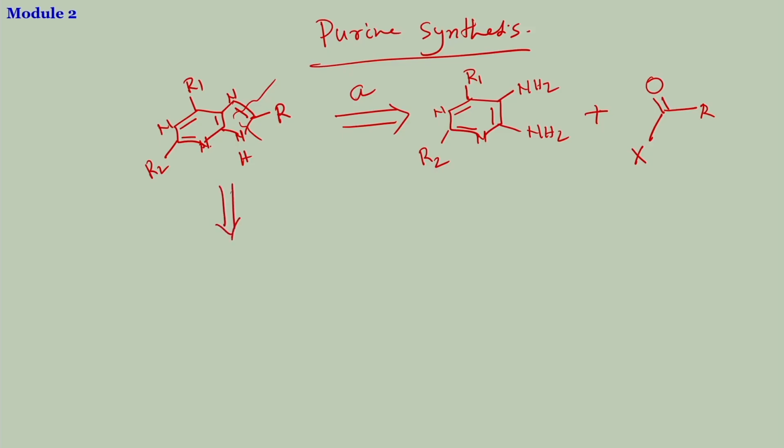The other approach is you start with the 5-membered ring and then synthesize or develop the 6-membered ring on top of it. So that is approach B.